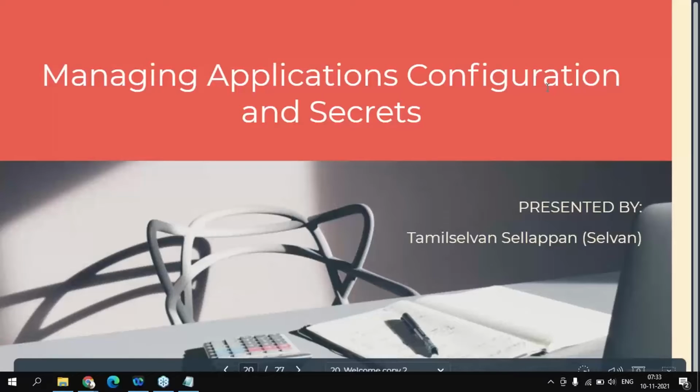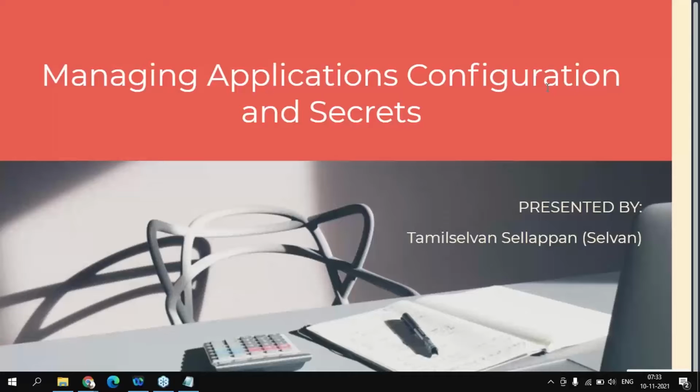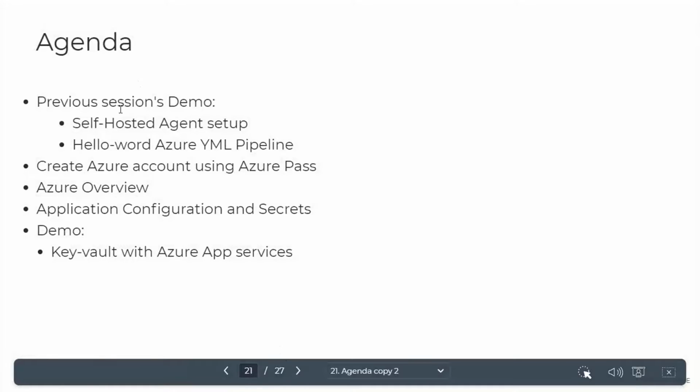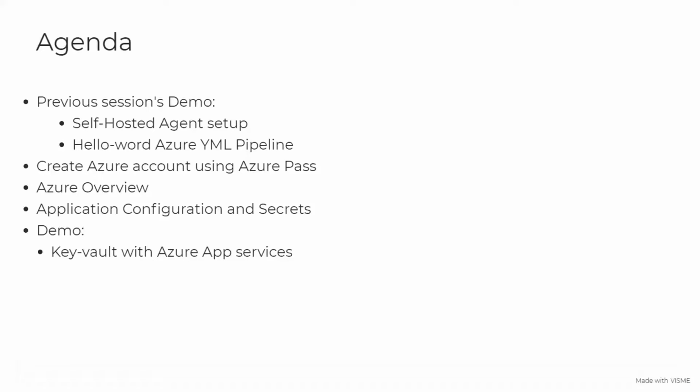So we have seen implementing CI with Azure Pipelines, the basic building blocks in the YAML pipelines, in the last sessions. In this session, we are going to see some of the previous sessions' demos, like how we can configure the self-hosted agent setup. Yesterday, when we were configuring it, we got some errors, so we are going to fix that. And then the next one is how we can create a sample YAML file that prints hello world.